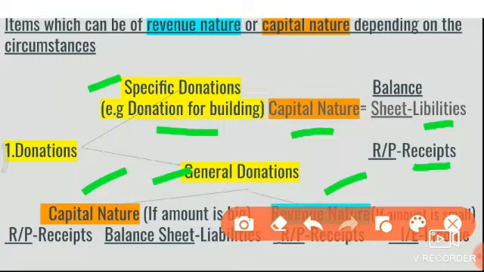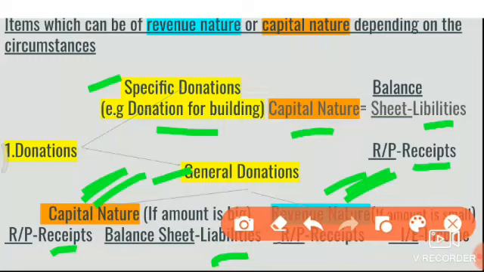If the amount is big, then it is treated as a capital nature item. If the amount is small, then it is treated as a revenue nature item. So when the donation is received, as usual it will be shown towards the receive side, and in the balance sheet this donation will be shown towards the liability side. It will not be shown in the income and expenditure account.